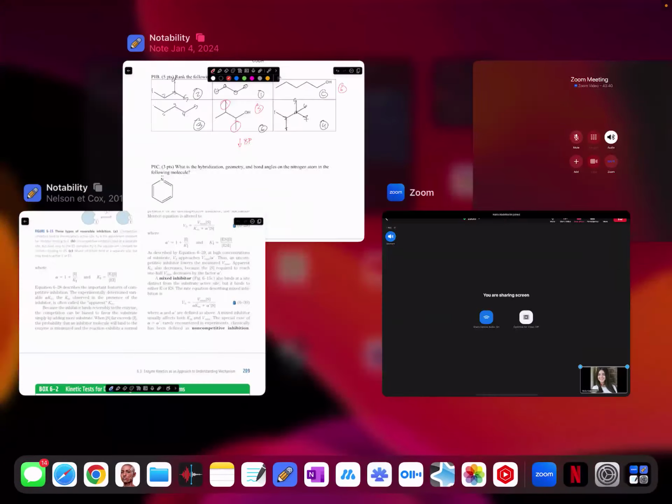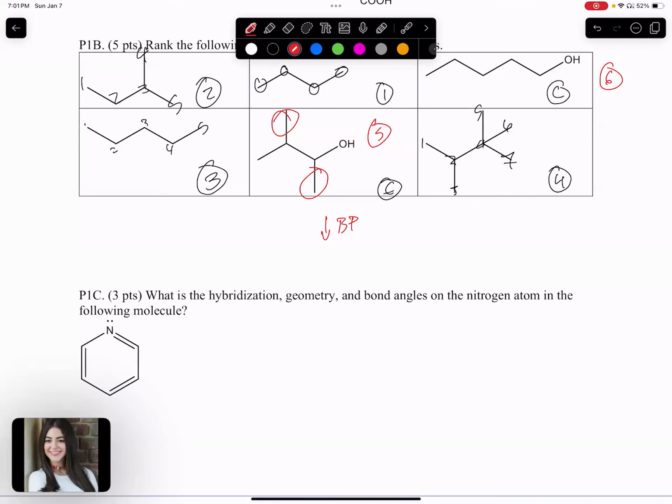SP2. So why do you think it's sp2? I see 3 regions of electron density. Right. Unless we give you something, you are right, sp2. Unless we give you something like this, which makes it a little bit more obvious.